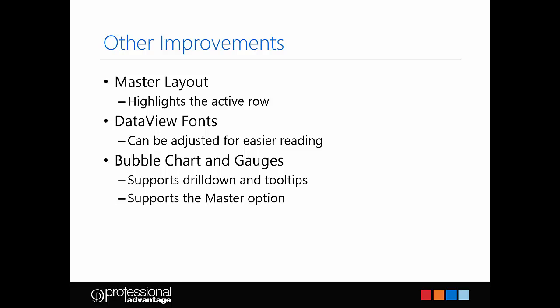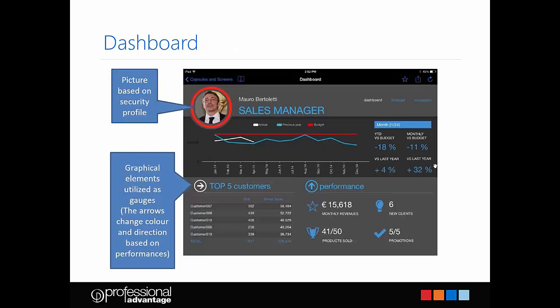Readability on the data view objects can be improved by adjusting the font, which will make a big difference on some of the smaller screen mobile devices. Bubble charts and gauges now support drill downs, tooltips and master layouts, so they operate much more like they do on the desktop client. I have a few screenshots that illustrate these new features on the mobile app.